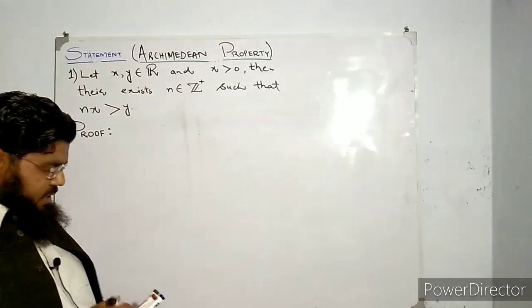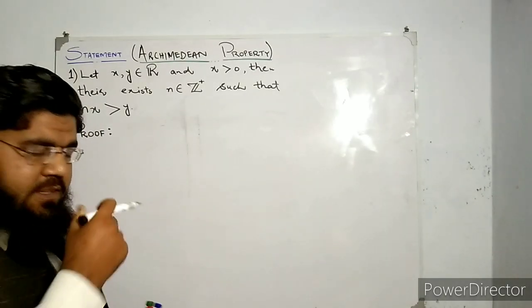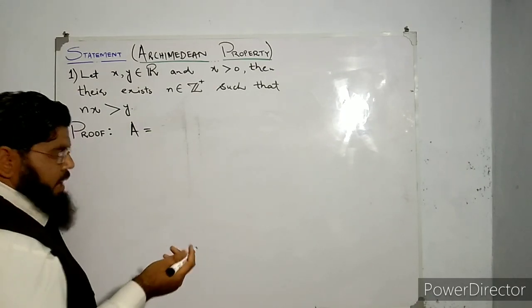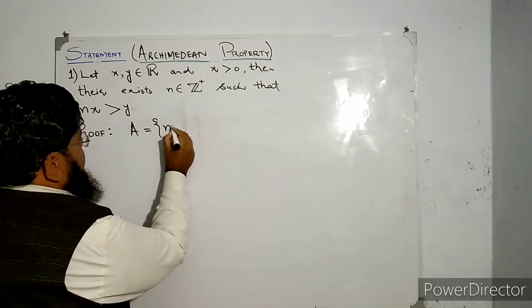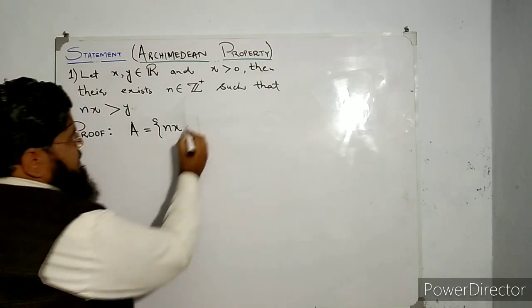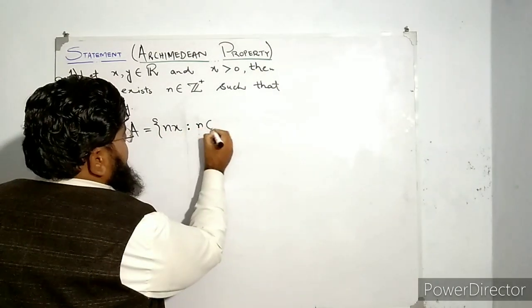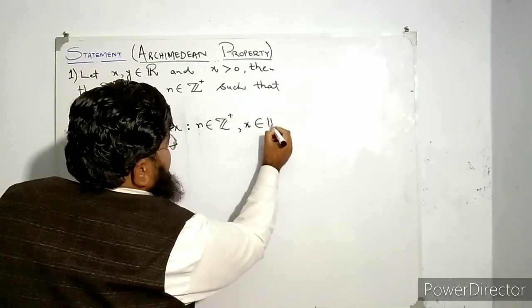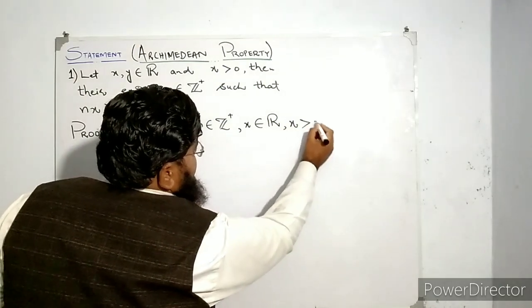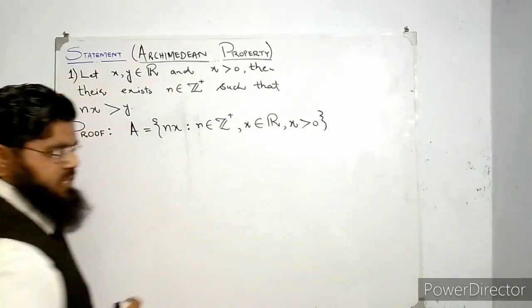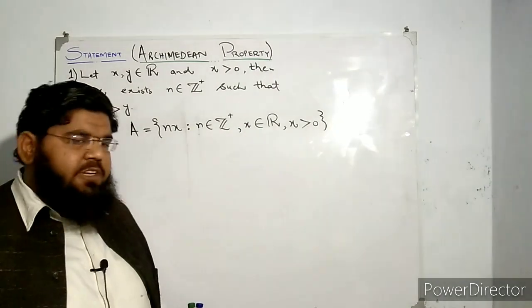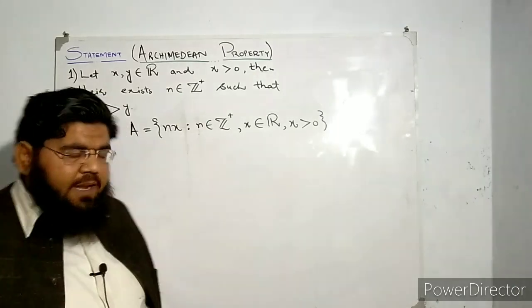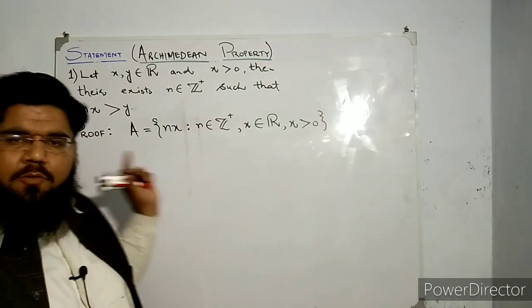Okay, so let's start its proof. I start the proof by considering a set, and I name it A, and it contains elements of the form nx, where n is a positive integer, x is any real number, and x is greater than 0. This is worth mentioning. Okay, let me take you back to the statement of the property. What does it say? It says that nx will be greater than y.